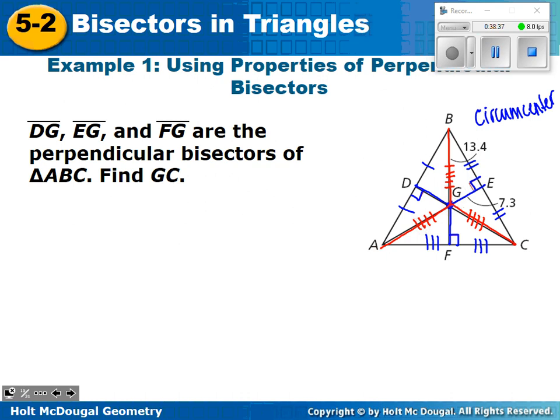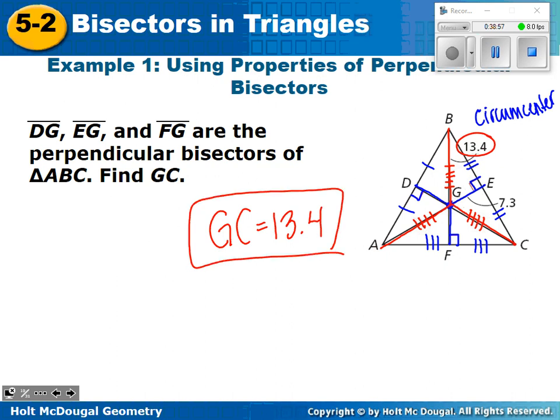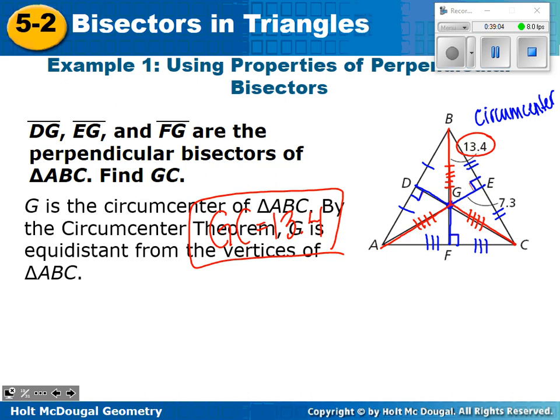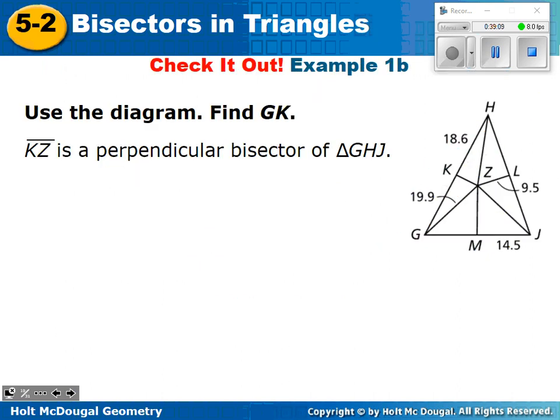So I've got everything marked now, so to answer this question should be really easy. It says find GC. So GC is the same as GB, which is 13.4. So the math is really easy once you have your picture marked with what you know. But you have to know the theorem and to know what you can mark, right? Questions? Okay. And it won't seem too bad right this minute because it's the only thing we've learned. When we learn 3 more and you've got to put them all together, that's when it gets a little bit crazier.